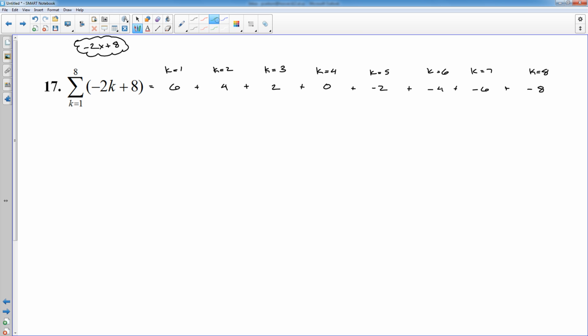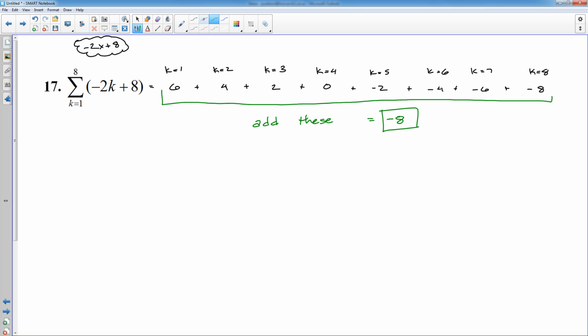And then we add all of these numbers together. Do not stop by simply writing them out. We're going to add all of these together, and we will get an answer of negative 8. So the sum is negative 8. And this one's kind of nice because when you add, you have a 6 and a negative 6. They cancel. 4 and a negative 4 cancels. 2, negative 2 cancels. And then 0 plus negative 8 is negative 8. So sometimes you can see things that will cancel out. That's kind of rare, but whatever.